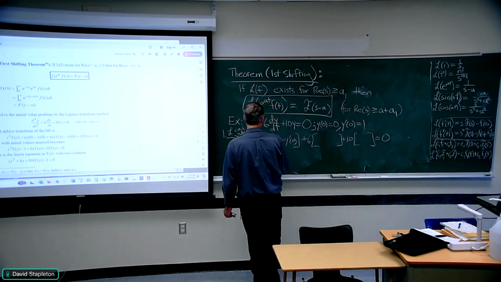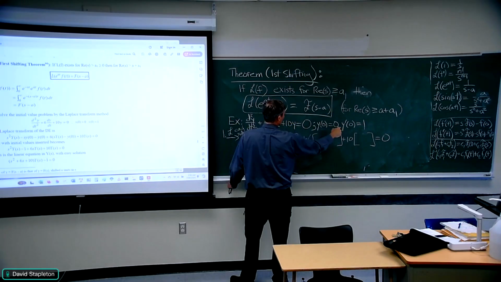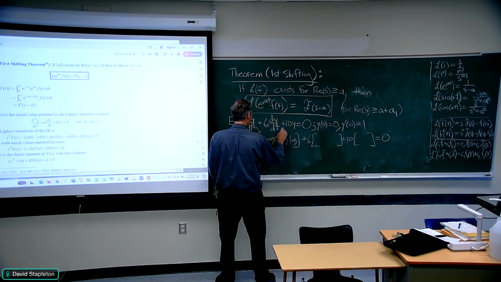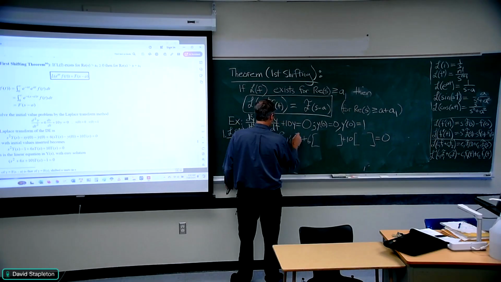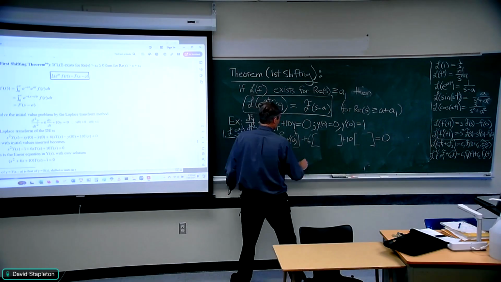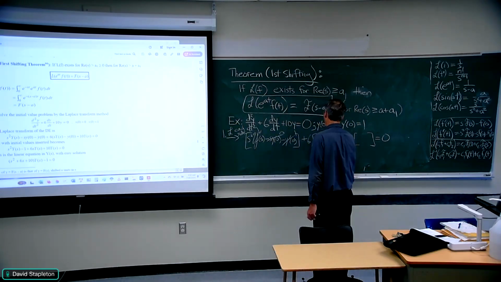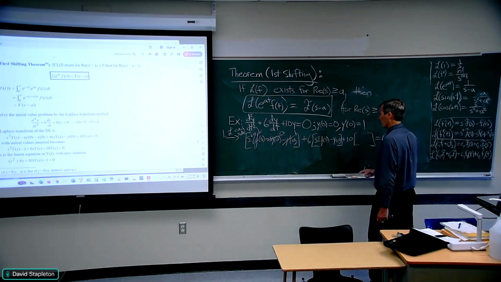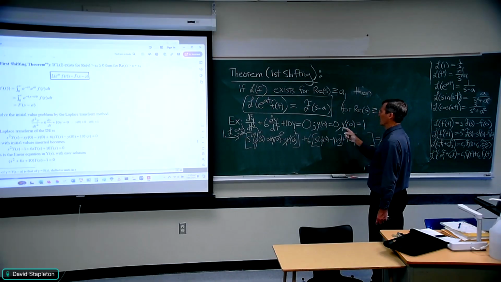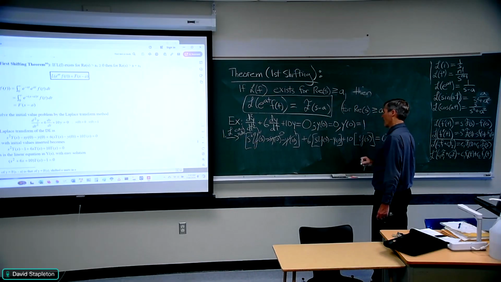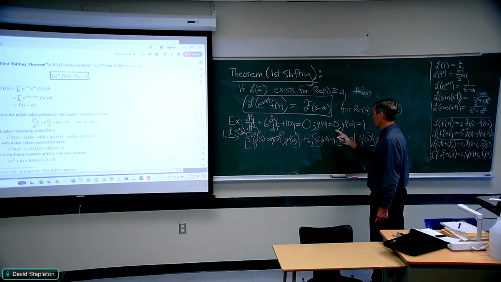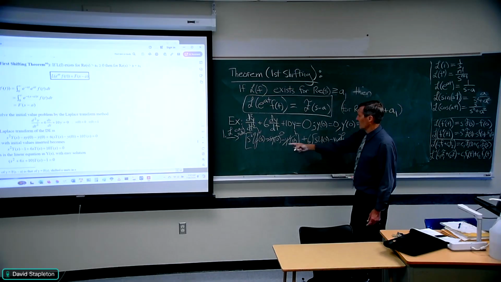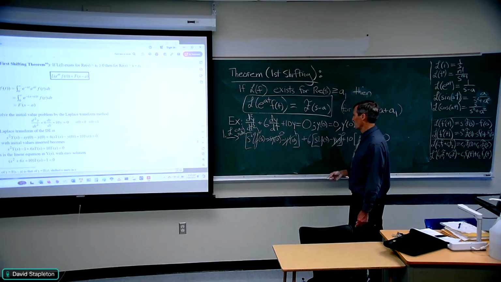So, let's see. y of 0 was equal to 0 nicely, so this becomes 0. y prime of 0 is 1. And over here, I forgot to put in this stuff: s times y of s minus y of 0 is the transform of the derivative by this theorem, just using y instead of f. And the Laplace transform of y, we just call that y of s. And now, y of 0 is equal to 0, so this is also 0. So what we've got is just 0, 0, and minus 1 for the initial conditions.